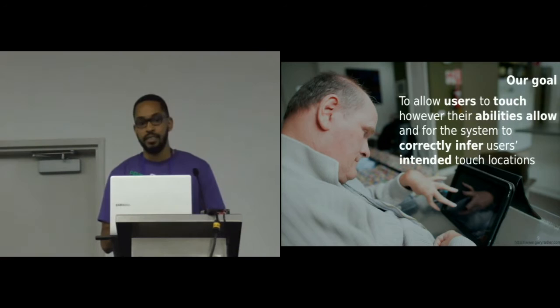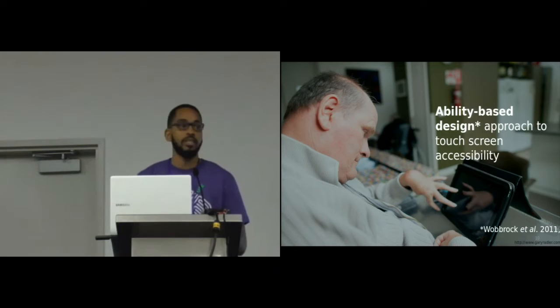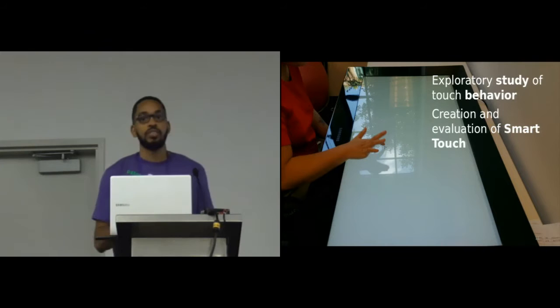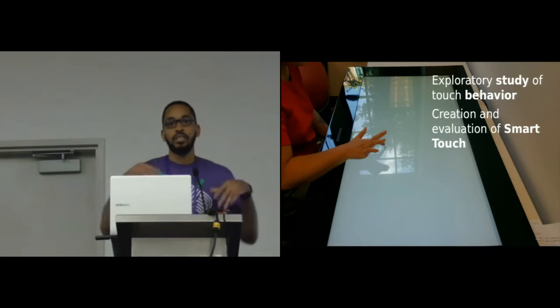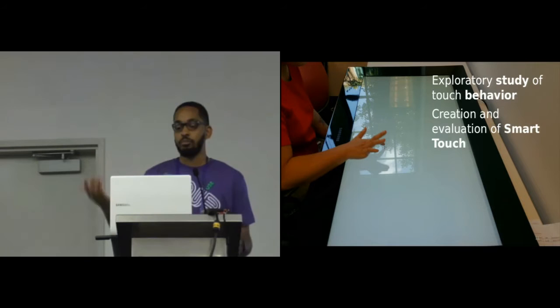So to accomplish this goal, we took an ability-based design approach to touchscreen accessibility. So we did that by doing two things. First, we did an exploratory study of the touch behavior of people with motor impairments. And then using that information, we created and evaluated a novel template matching algorithm to improve touch accuracy for people with motor impairments that we call SmartTouch.